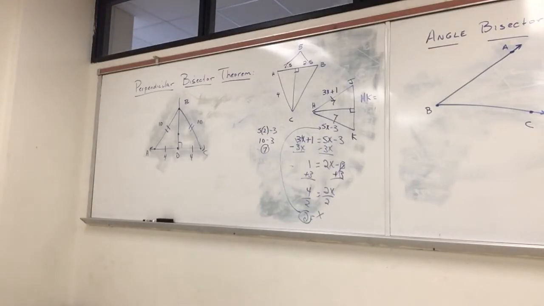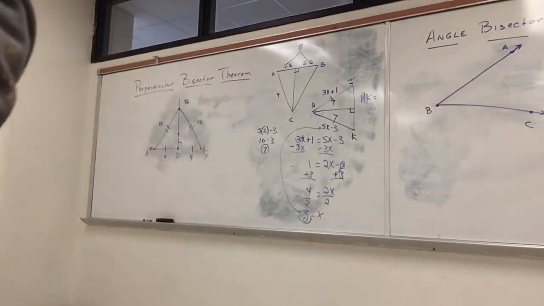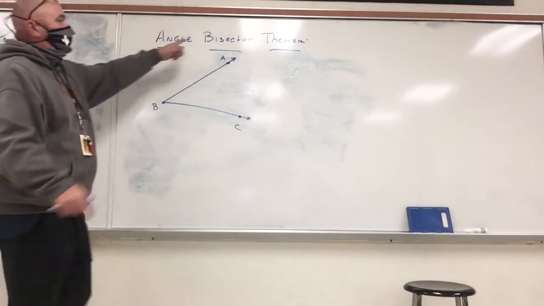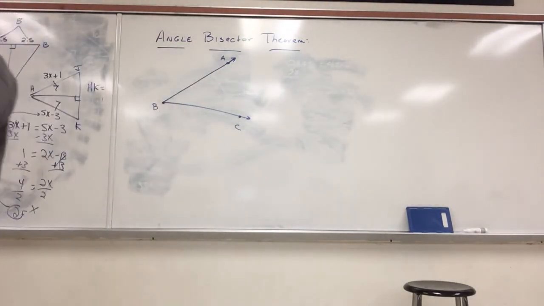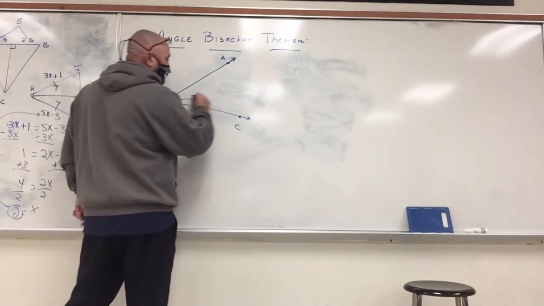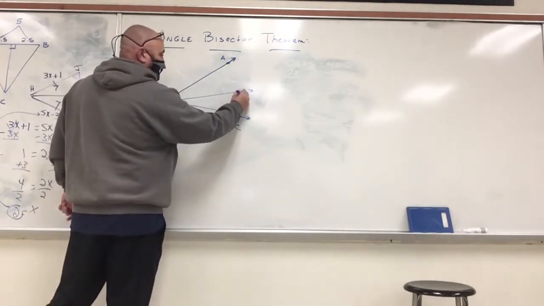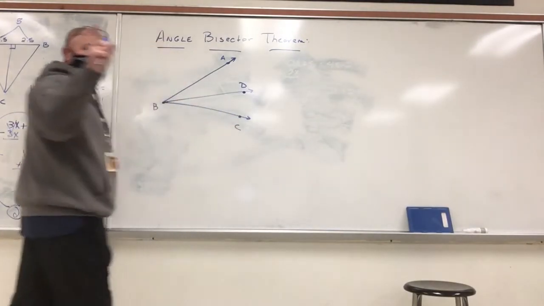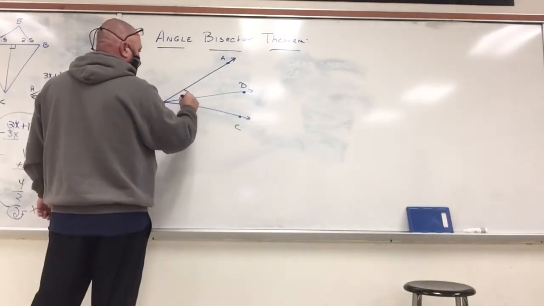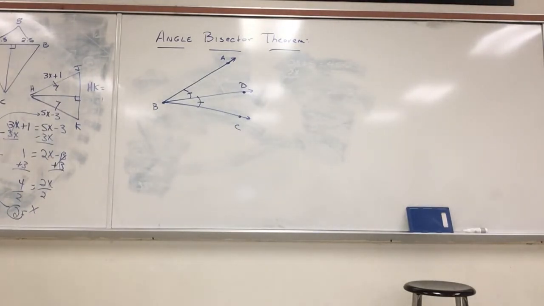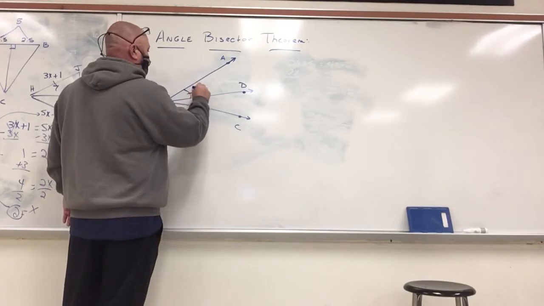Alright, moving on. Let's talk about angle bisector. We've already discussed what a bisector is, right? It cuts something in half. So what's an angle bisector going to do? Cut an angle in half. So here we have angle ABC, and I'm going to draw an angle bisector, and we'll label that D. Now, BD has cut ABC in half, and this is what happens when you do that. This angle is now equal to this angle. Everybody got that?